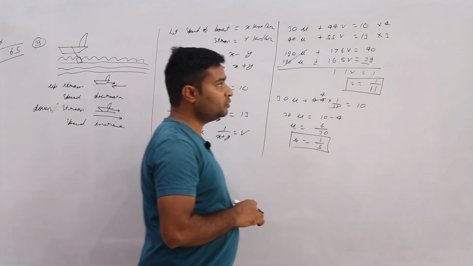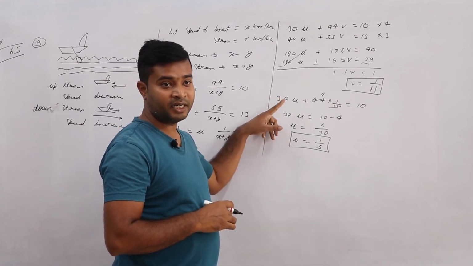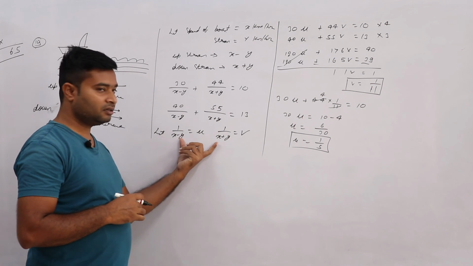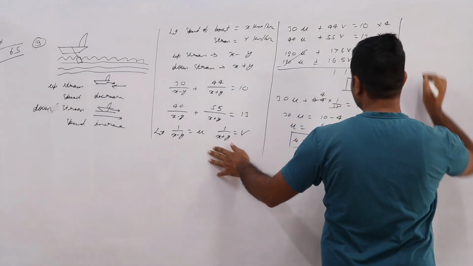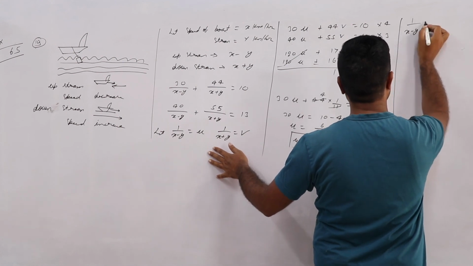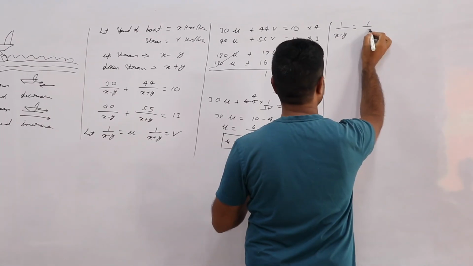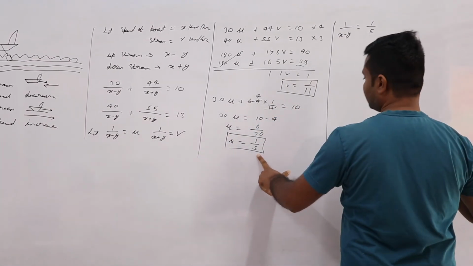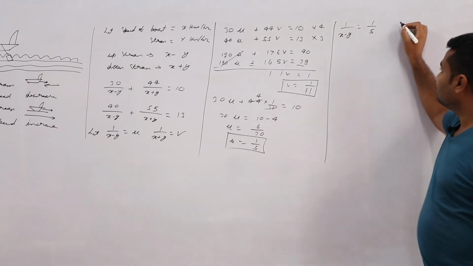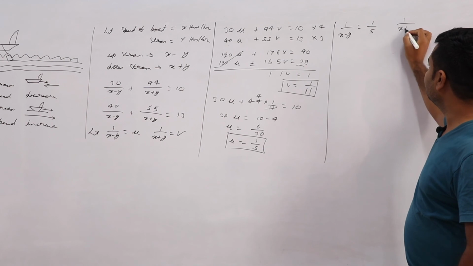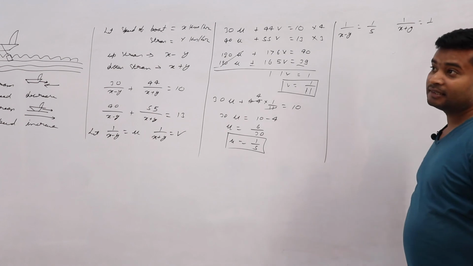Correct. We get the value of u and v, but we don't want the value of u and v. What we need is x and y. So just put now. 1 by x minus y is equal to u, which is 1 by 5. And v is equal to 1 by 11.